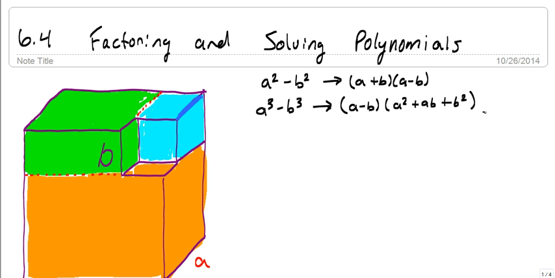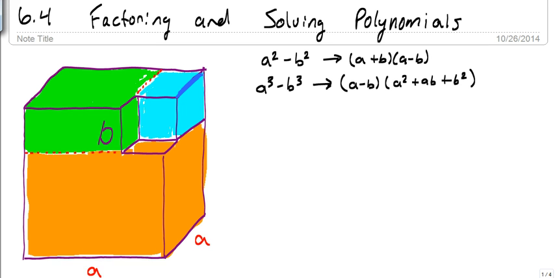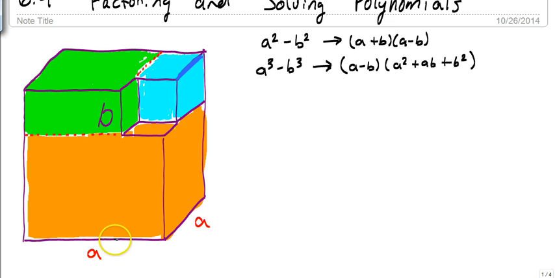formula comes from. So here I have two cubes, even though it doesn't look like it. This real big cube here, the orange, is a by a, and this side over here would also be a. This whole side would be a. So it's a by a by a, that's a cubed. And then this little bitty piece that's missing, this side is b, and this side would be b, and this side would be b, so it's b by b by b, b cubed. Therefore, I've got a cubed, and I'm missing a little spot, and that spot is b cubed.